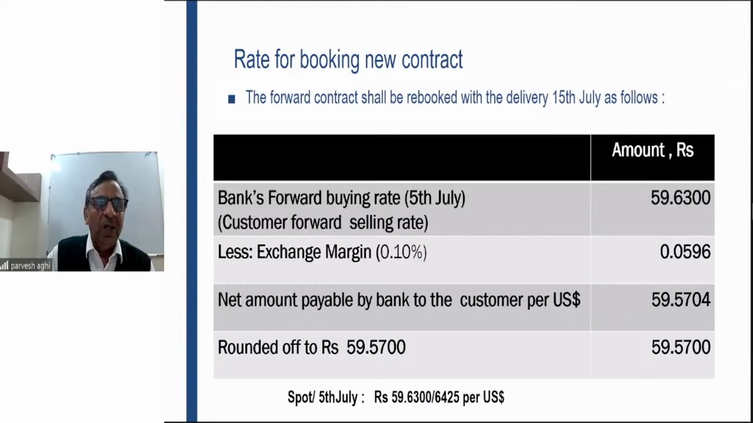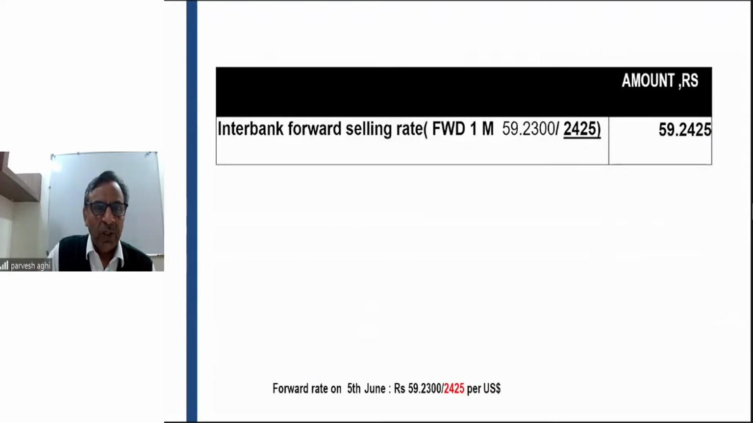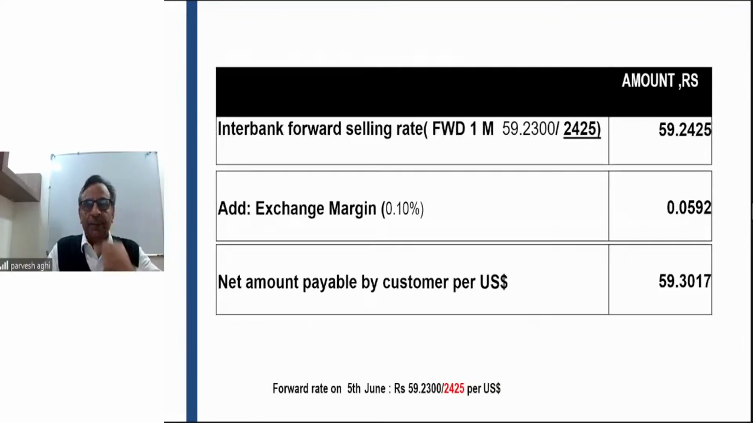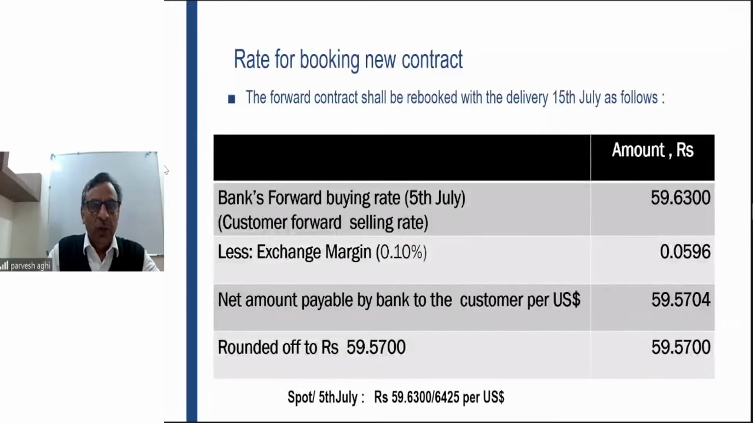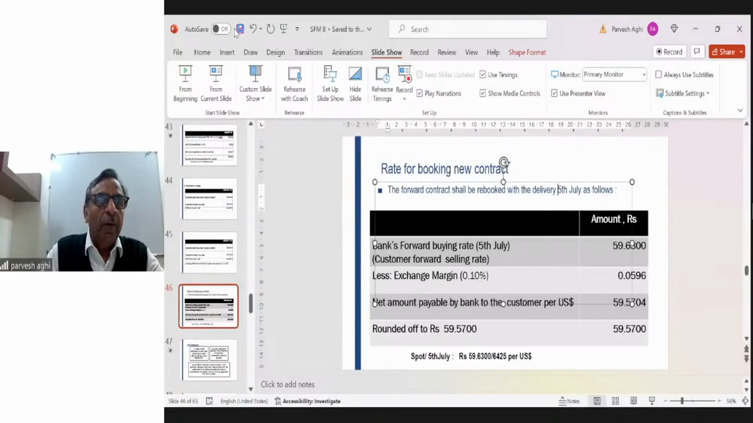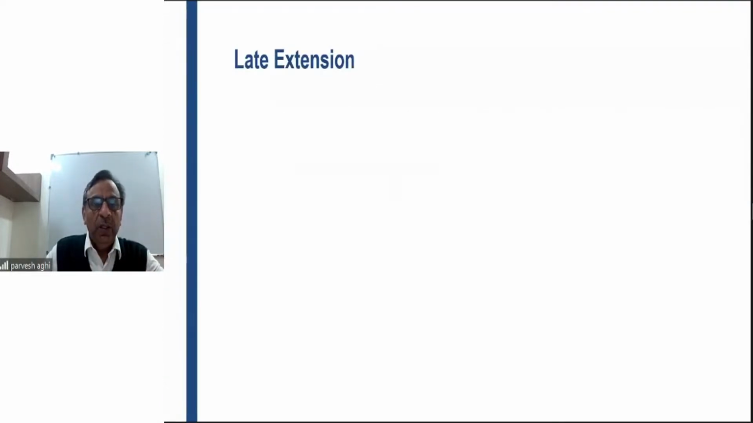Okay. Now, rate for booking a new contract. Here the customer wants a new contract on 15th of July. Okay, so we'll look at the rate of 15th of July. It's the 5th of July, I think. By mistake, I've written 15th. So let me just check. 5th of July. So this is going to be 5th of July. So on 5th of July, he needs a new contract.